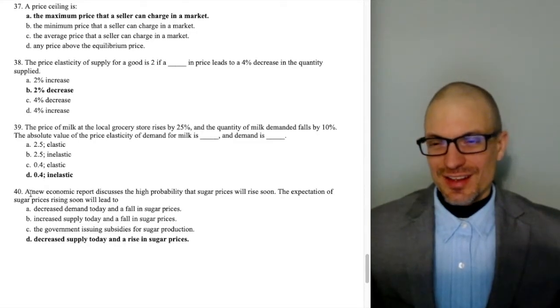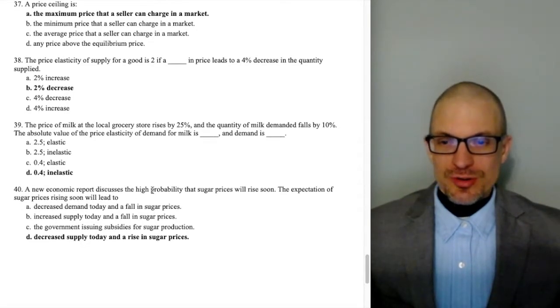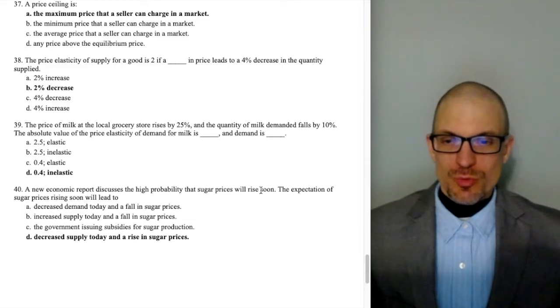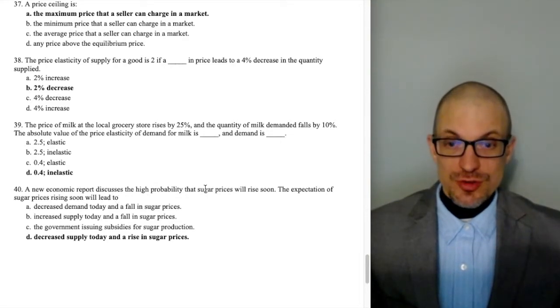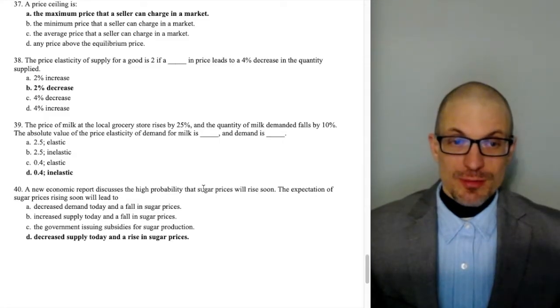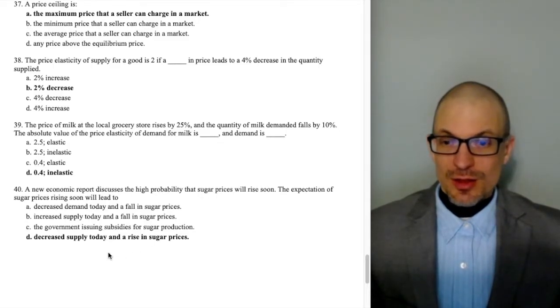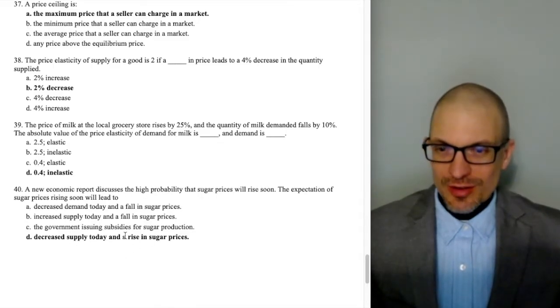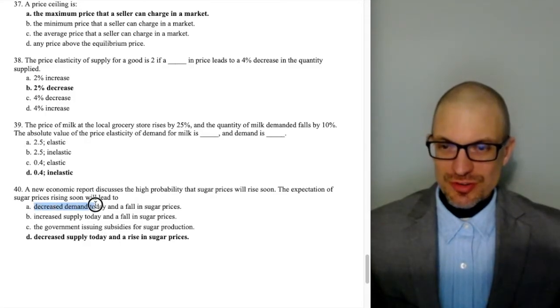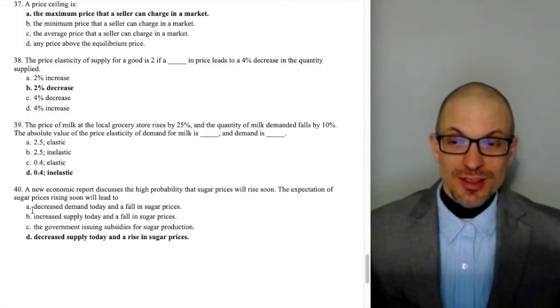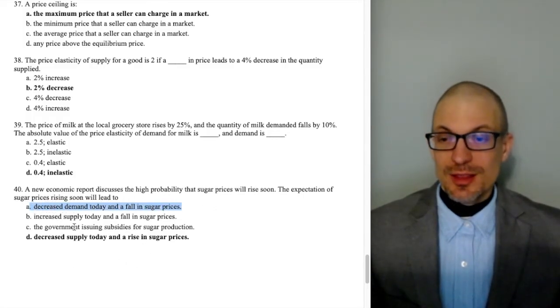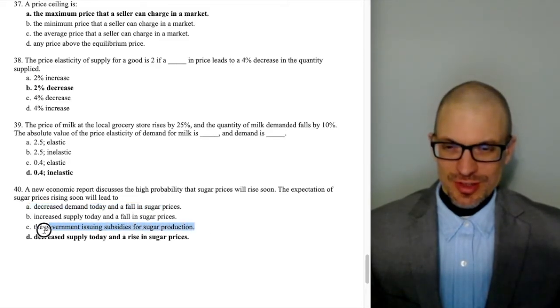Right? All right, so a new economic report discusses a high probability that sugar prices will rise soon. The expectation of sugar prices rising leads to, so we believe sugar prices will rise in the future. So we don't want to have to pay them. So we want to be able to buy now. So it's going to be an increase in demand. So we have an increase in demand today. So we can rule out A immediately. Now we see the rest are just talking about supply.